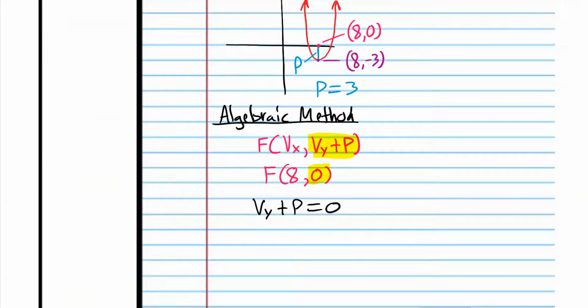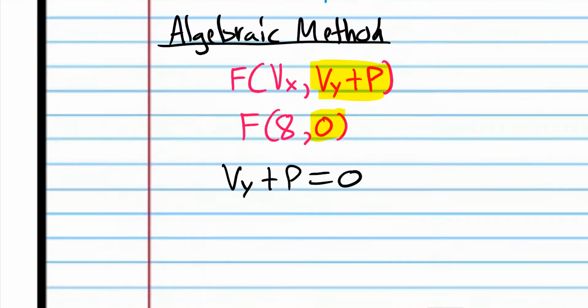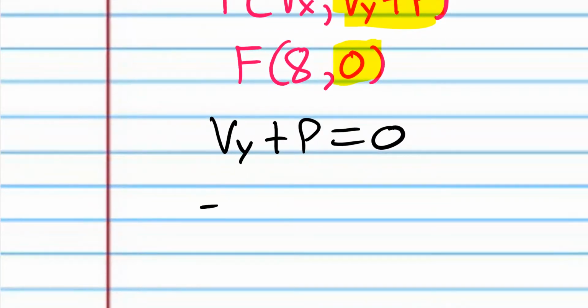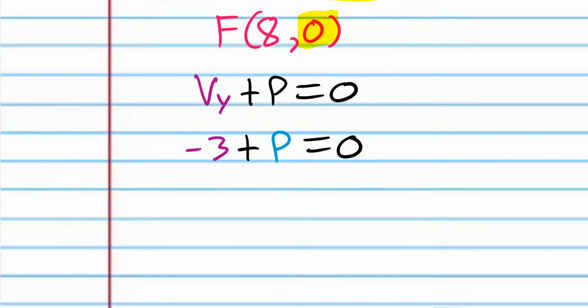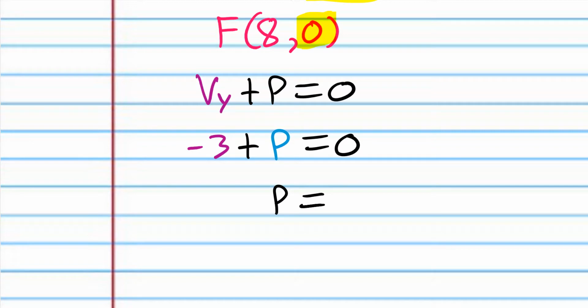Now the y value of the vertex is -3. We can see it up there. So we can plug in -3 and maybe color those to help us understand where they're coming from. Then we are again looking for p, and we just solve that equation and we get p is equal to +3.